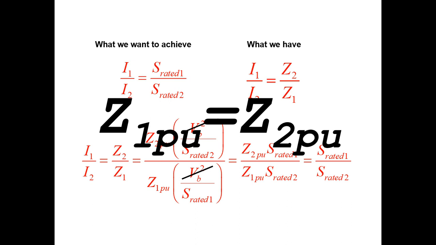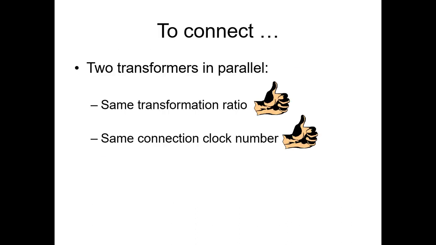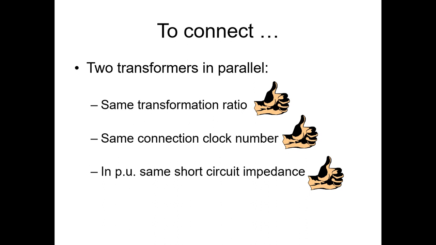To connect two transformers in parallel, they have to have the same ratio. They have to belong to the same clock group. And in per unit, they must have the same short circuit impedance. The three conditions need to be met.